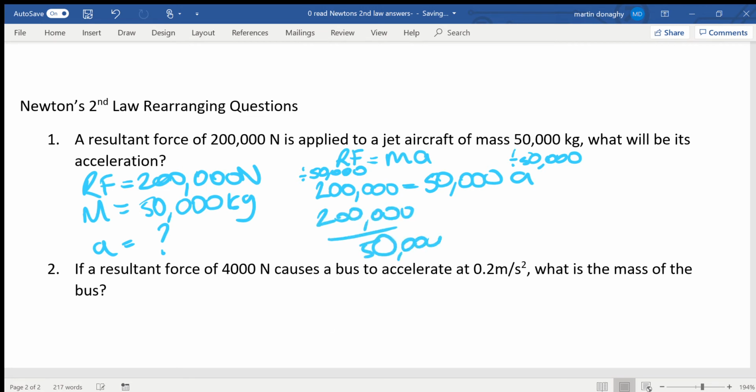So we divide both sides by 50,000. That will give us the acceleration. Those all cancel out. That cancels out. So it gives us that the acceleration is 4 meters per second squared. Okay, remember that's the unit for your acceleration.